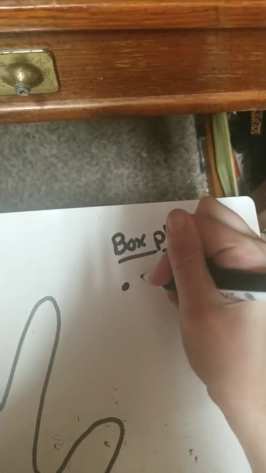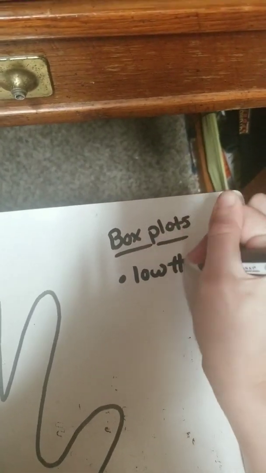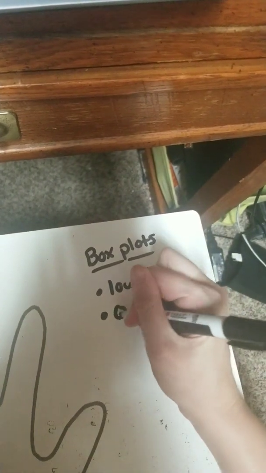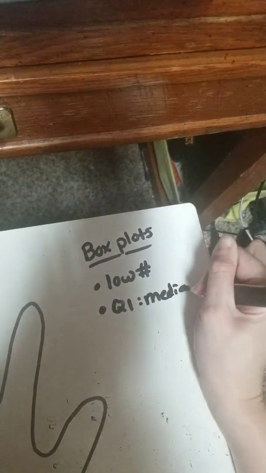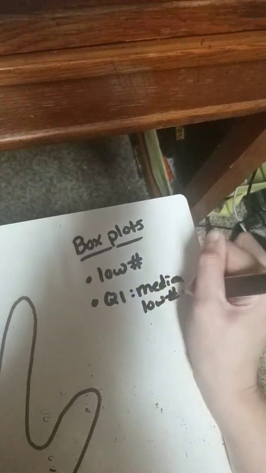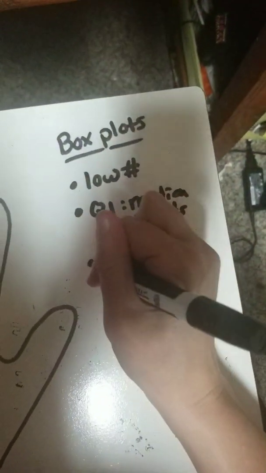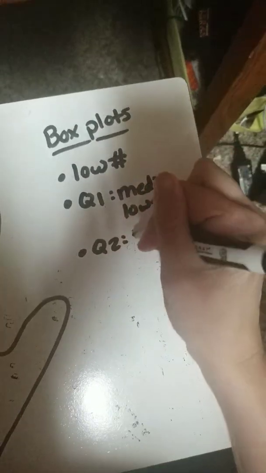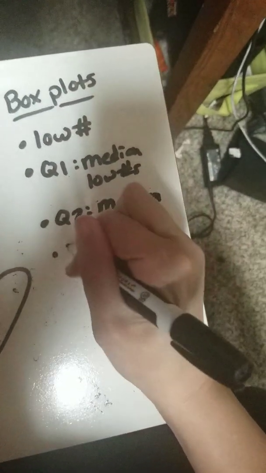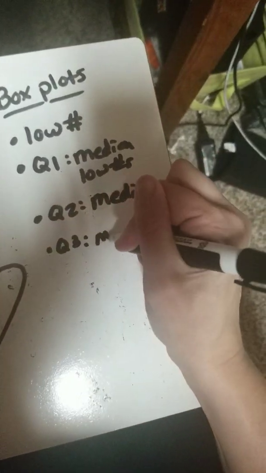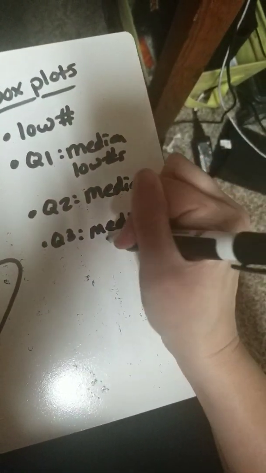The 5 parts are: 1, your lowest number. That is also called your low extreme. Then we have our quartile 1. The quartile 1 is your median of the low numbers, and we'll talk about what that means in a minute. And then we have what we call our quartile 2. This is called our median of our set of data. And then we have quartile 3, which is the median of the highest numbers.